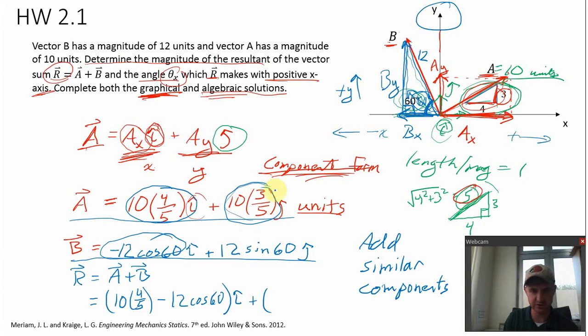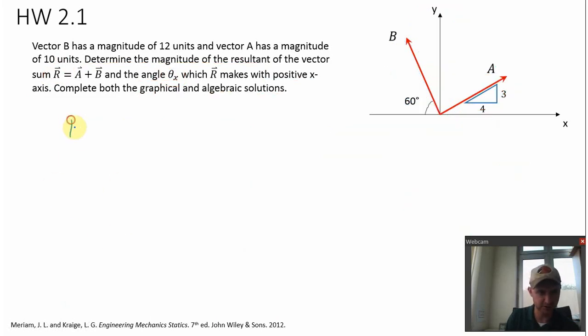There's the j component of the A vector, 10 times 3/5. And here's the j component, the y component, of the vector B. It's positive, so this time plus 12 times the sine of 60 j hat. Okay, now we could leave it like that, but that's long and ugly. We might as well put that in the calculator and come out with some nice numbers. So put that in your calculator and let me find my answer.